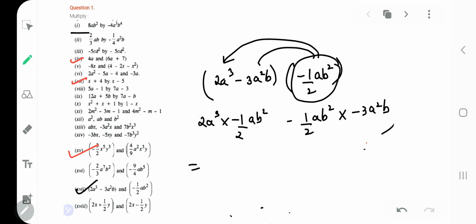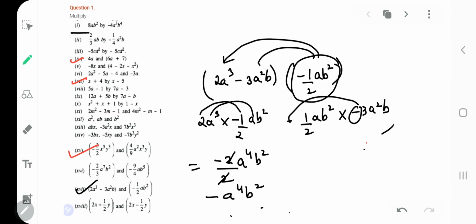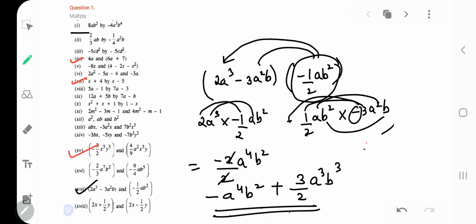Now you have to multiply 2 into minus 1, that will be minus 2 upon 2. a cube into a, that will be a4, and b square here. You can reduce this, so it will be minus a4 b square. Minus minus will become plus. 1 into 3, that will be 3 upon 2. a square into a will be a cube, b square into b will be b cube. And that's your answer. Clear, my dear kids? Hope you have understood this.